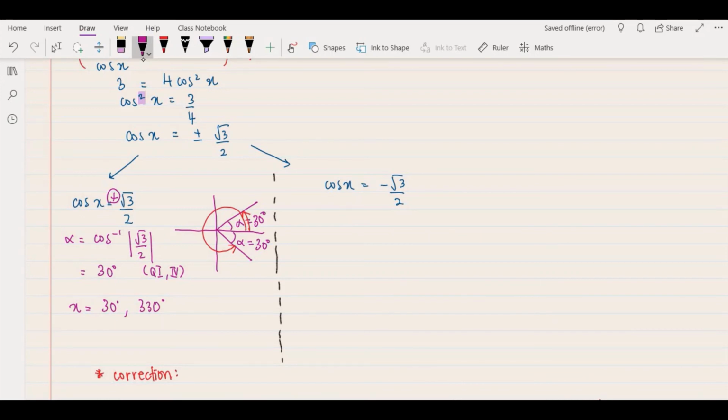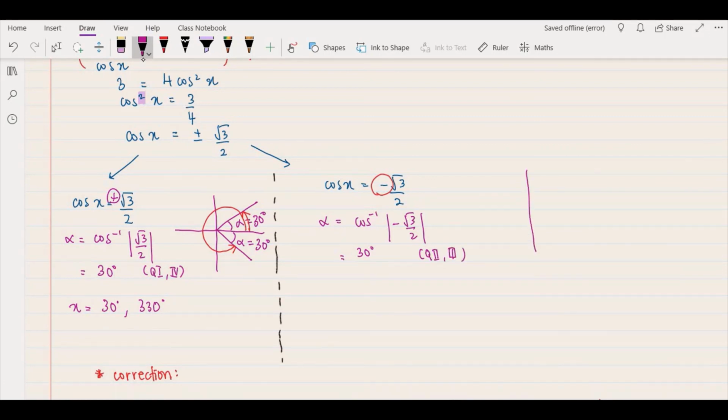Do I need to find my reference angle again? You can just write the same thing, because if we take alpha equal to arc cos of the absolute value of negative square root 3 over 2, you are going to get the same value as what we have for the first part. My alpha is still 30 degrees, but the difference is now I have cos x giving me a negative value. That means it will be in quadrant 2 and quadrant 3.